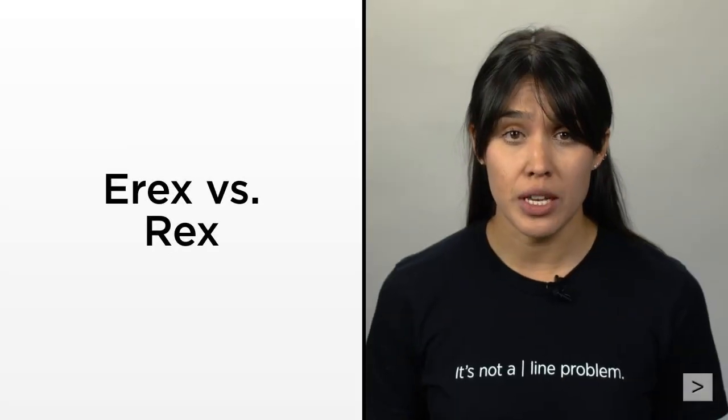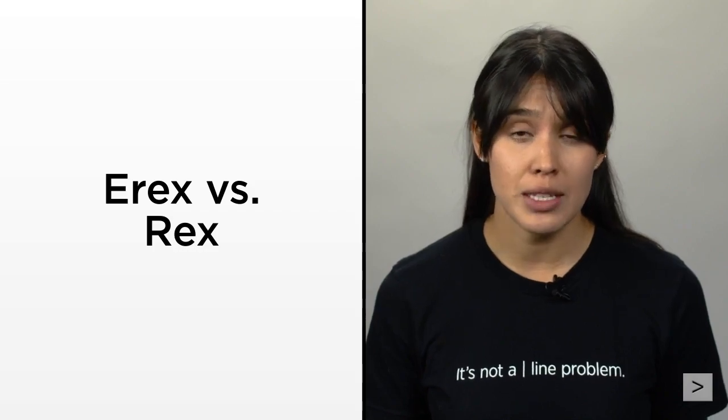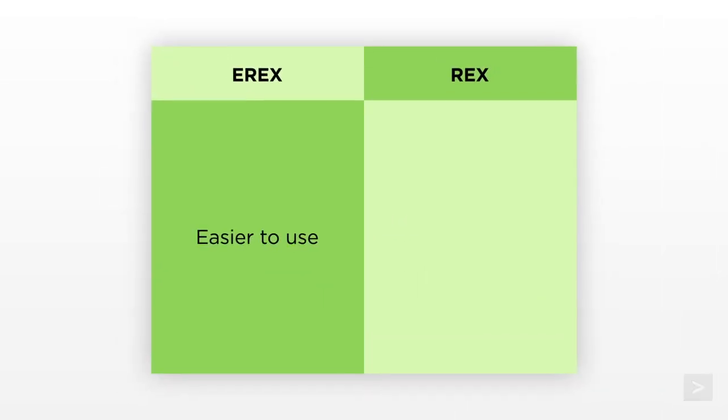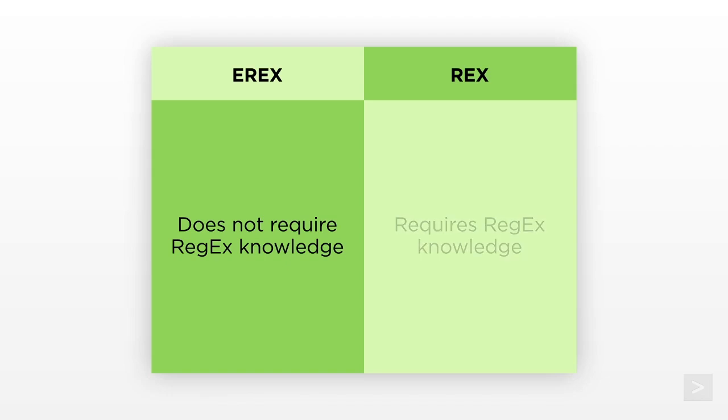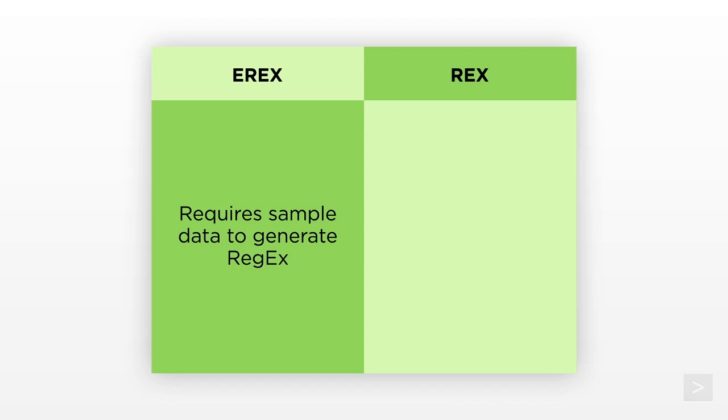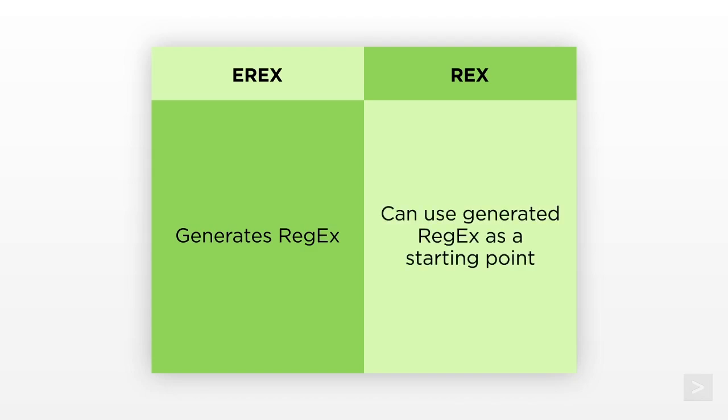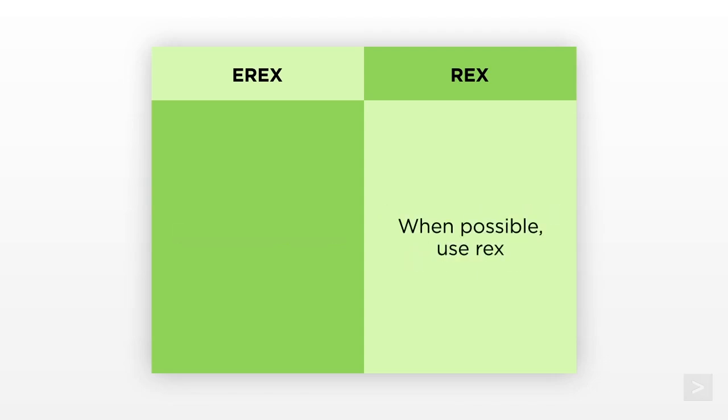When choosing to use erex versus rex, keep a few things in mind. Erex is easier to use. You do not need to know regex to use erex, where rex requires it. With erex, you need to provide samples to generate regex. Rex does not require sample data. Erex creates a regular expression for you. You can use these expressions as a starting point with rex. When possible, use rex.